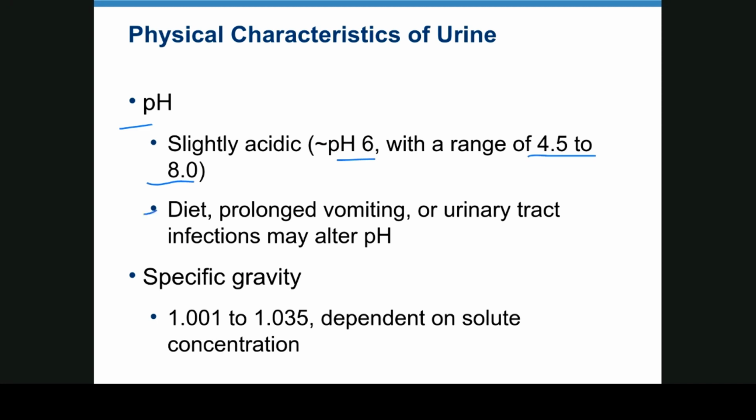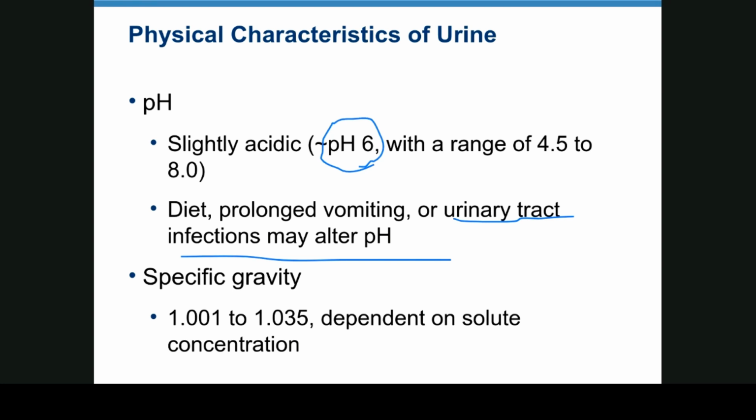Diet, vomiting. If you vomit too much, you throw up all your acid, so you're going to have to retain some acid back, so you may have a more alkaline urine. Urinary tract infections tend to cause a more alkaline urine. And an alkaline urine favors the formation of kidney stones, so it's not to be desired. More acidic urine helps prevent kidney stones and infection, so it's actually desirable to have a more acidic urine.